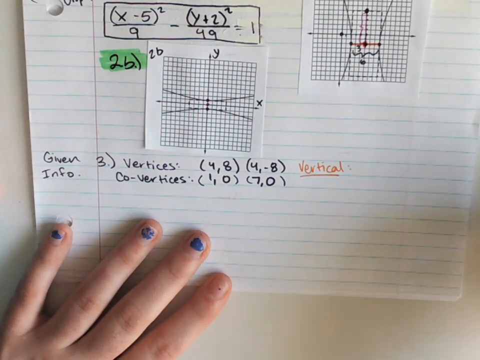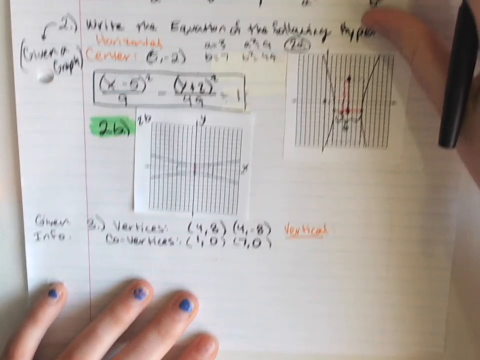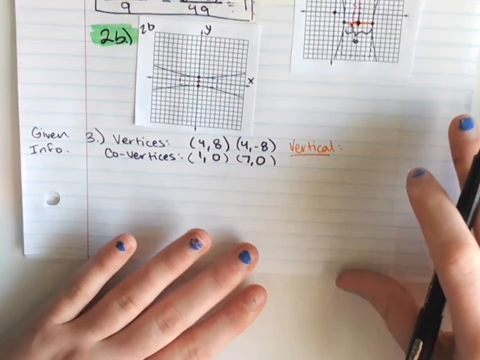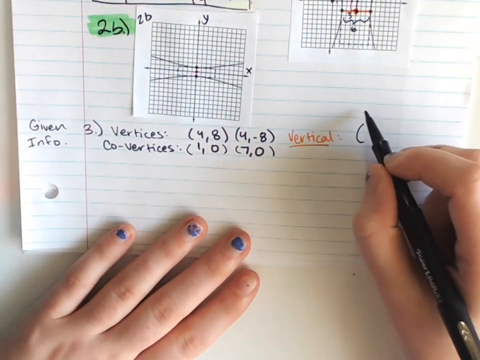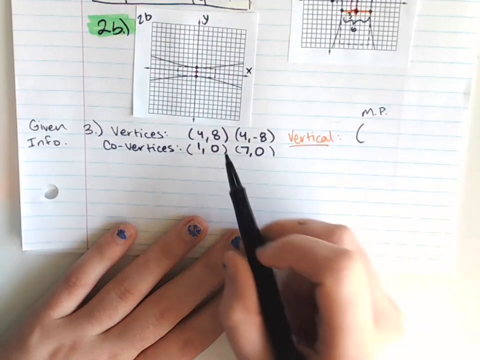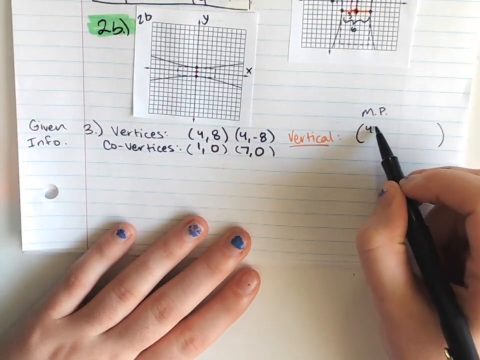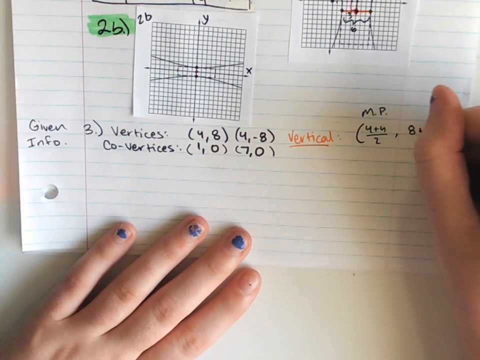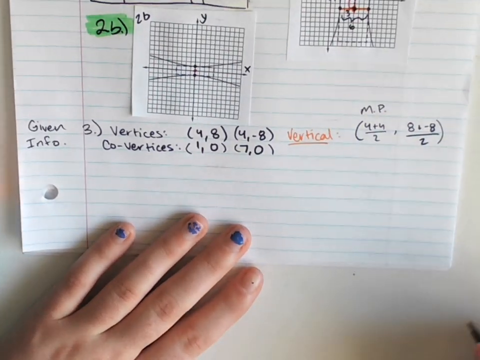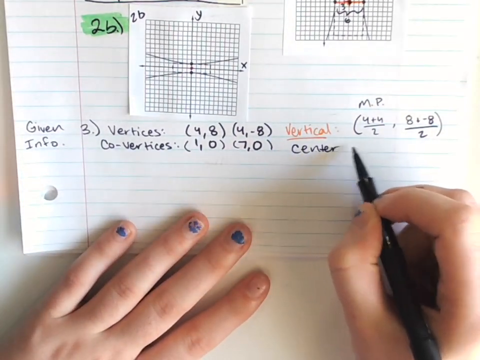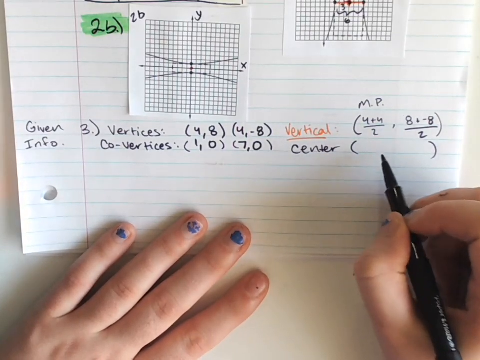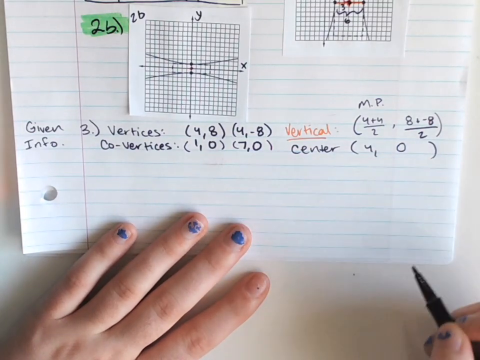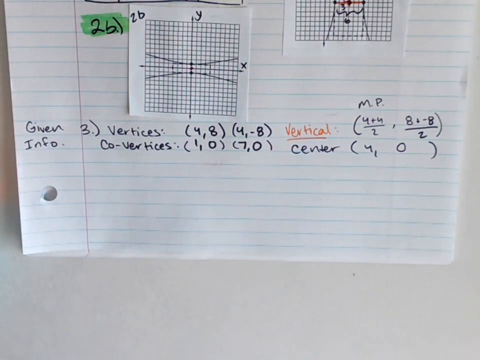We can find the center by finding the midpoint of the vertices. So again, with our picture, the center is right in the middle of the two vertices. So let's do the midpoint formula between these two points. We'll do 4 plus 4 cut in half, 8 plus -8 cut in half. That will give us our center. 4 plus 4 cut in half, that would be 8 cut in half, which is 4. 8 plus -8 is 0, and 0 cut in half is just 0. So we found our center.